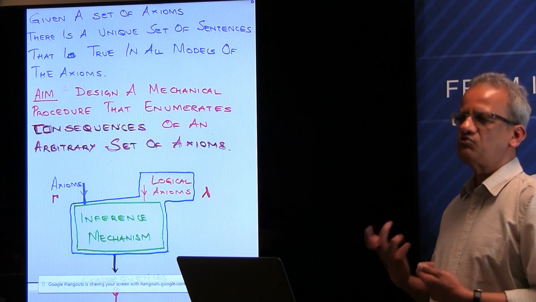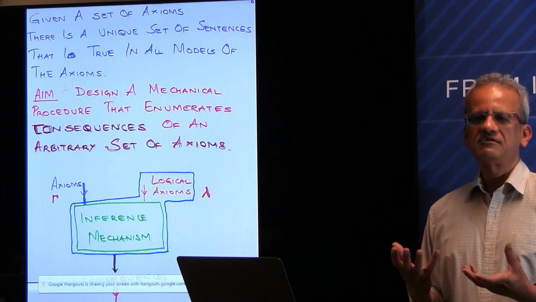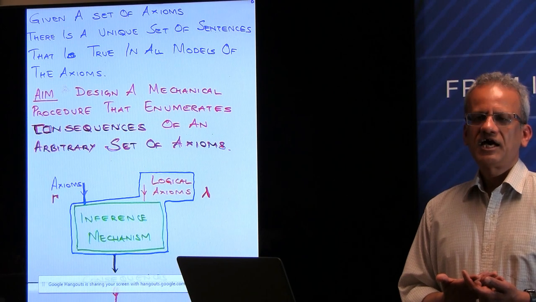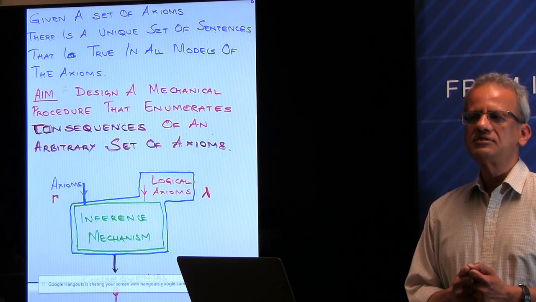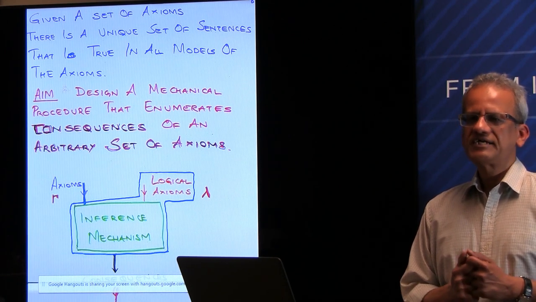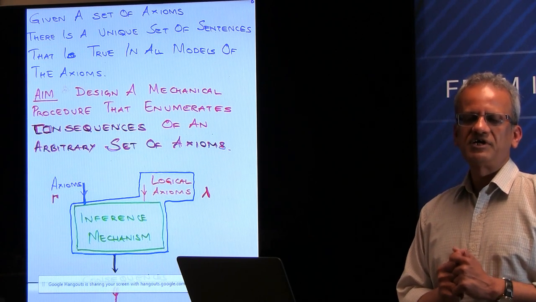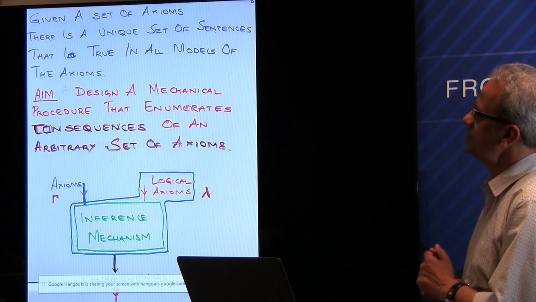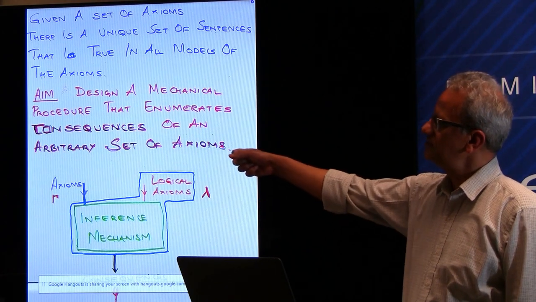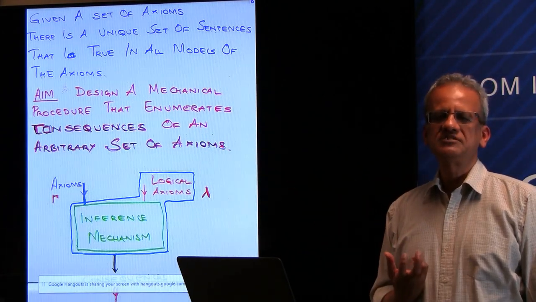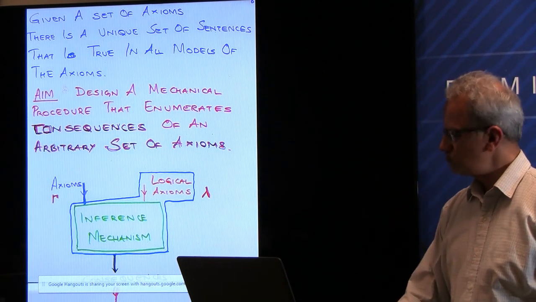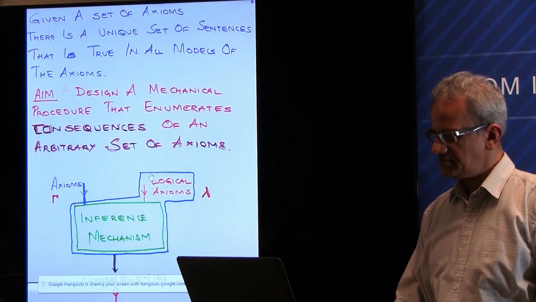So one of the key questions was, can I design a program that can take the input set of axioms and generate all the theorems that follow from it? That's an incredibly difficult but important task, right? So here is the key thing. Given a set of axioms, there is, of course, a unique set of theorems, and the question is, can we come up with a mechanical procedure to generate that? Okay, that was the key question. So what we are asking for is something like this.